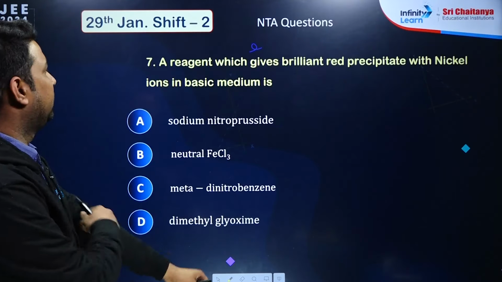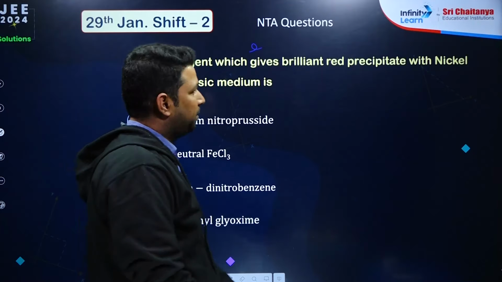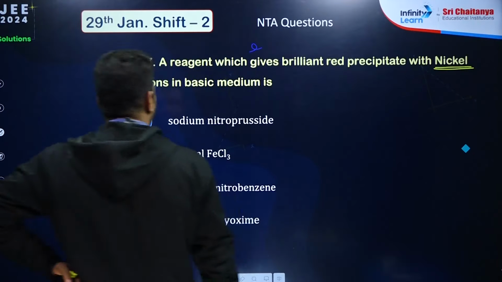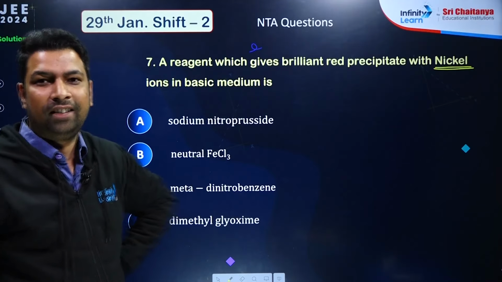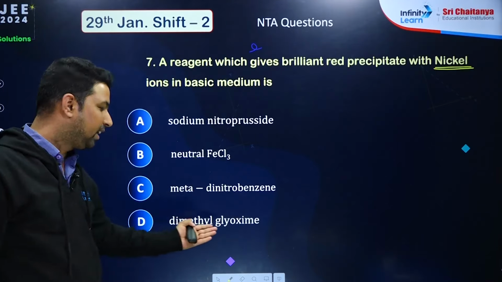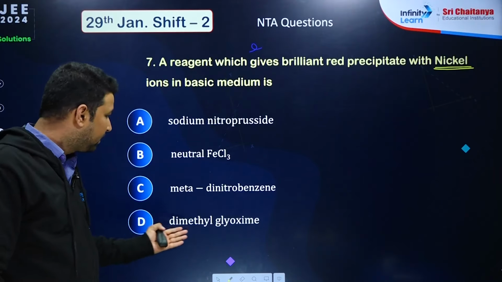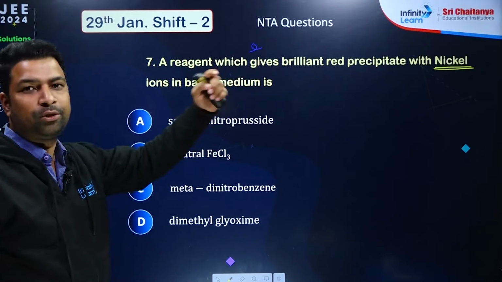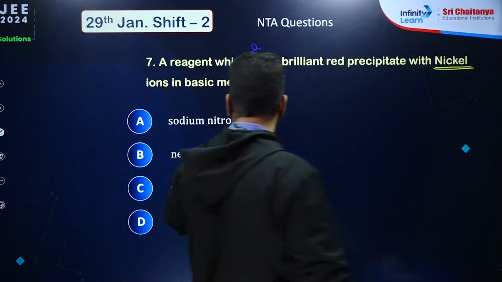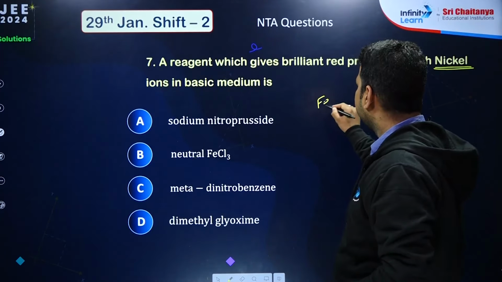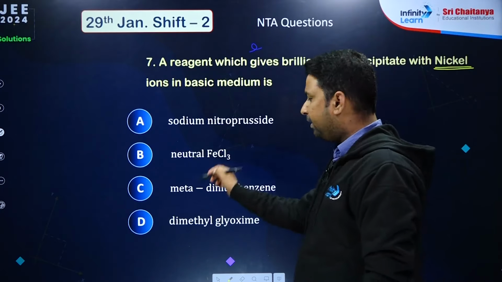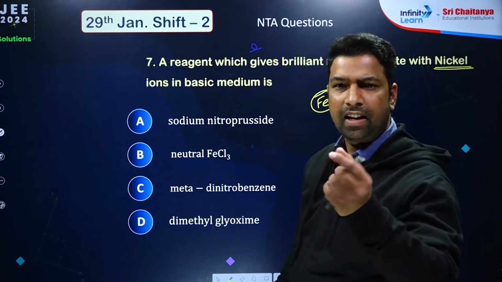A reagent gives a brilliant red precipitate with nickel ion in basic medium. It is the test of Ni2 plus ion, Ni with dimethyl glyoxime. It is the correct answer. But sodium nitroprusside also has red coloration. But this is the complex of iron. Neutral FeCl3 has a brownish color, light brown color.